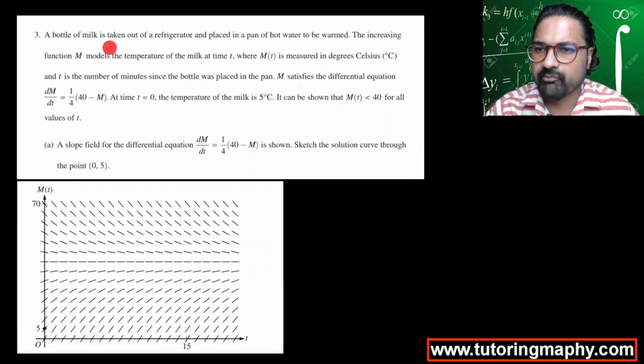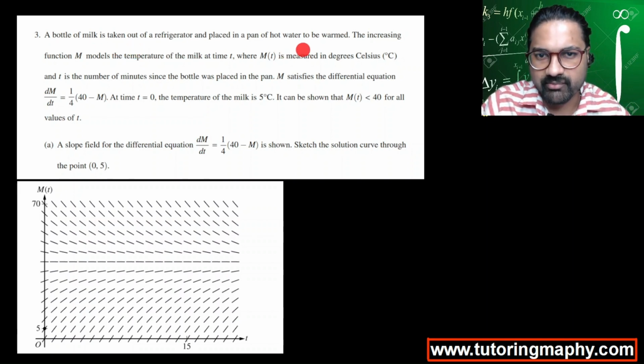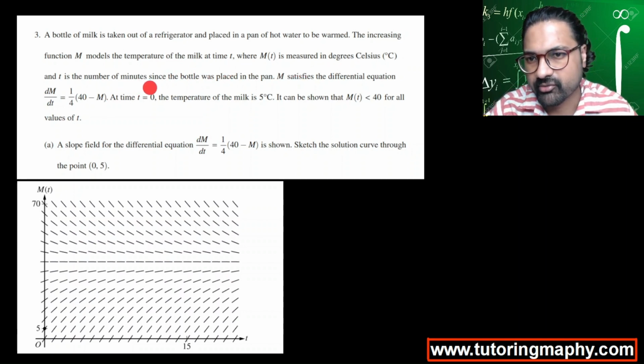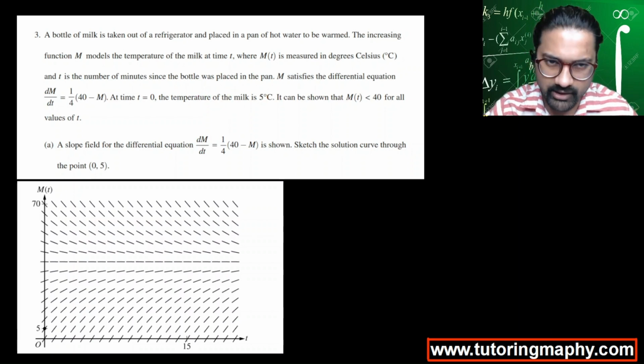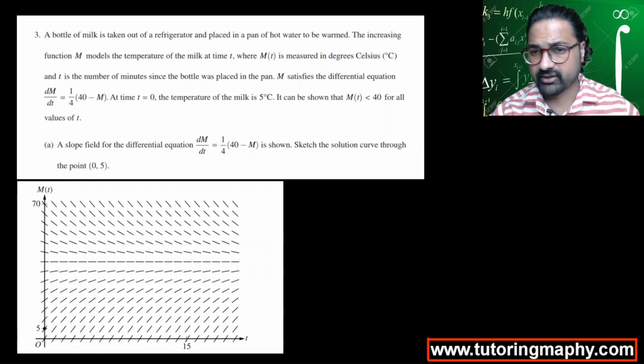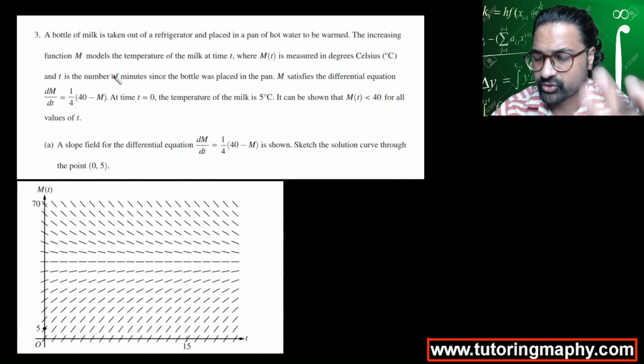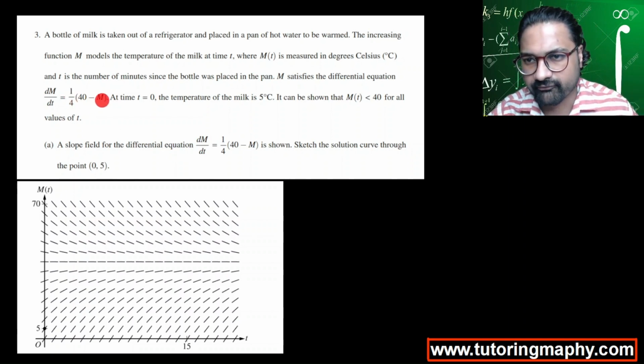It says that a bottle of milk is taken out of a refrigerator and placed in a pan of hot water to be warmed. The increasing function m models the temperature of the milk at time t, where m(t) is measured in degrees Celsius and t is the number of minutes since the bottle was placed in the pan. All right, makes sense. m satisfies the differential equation. So this is the differential equation, not the m, right? This is the rate at which the temperature of the milk is changing with respect to time. So dm over dt is 1/4 of 40 minus m.